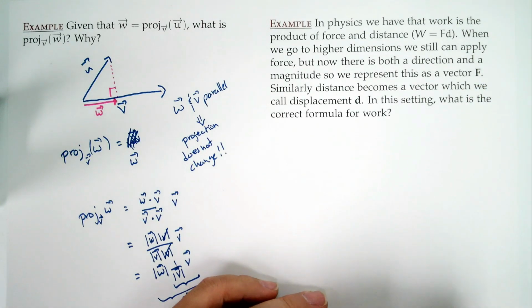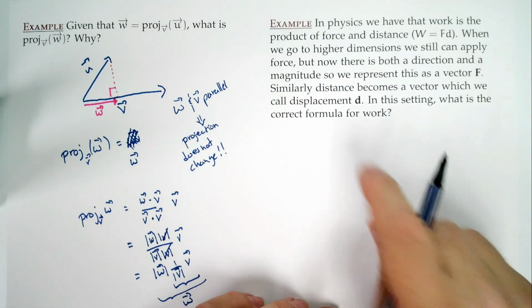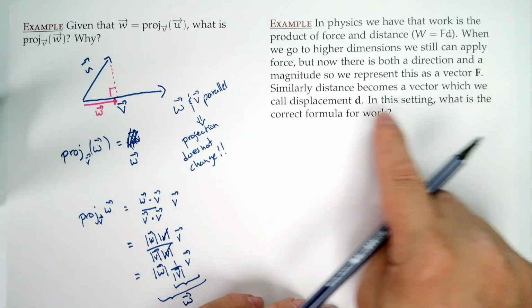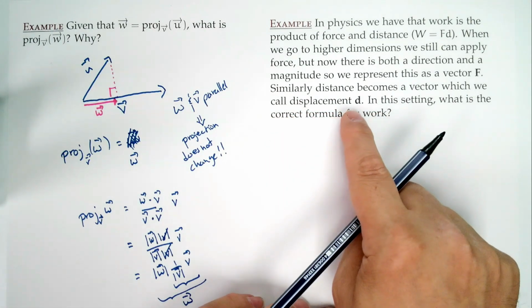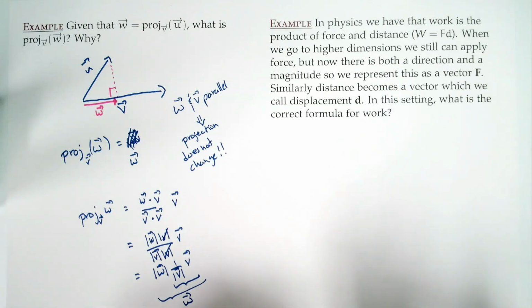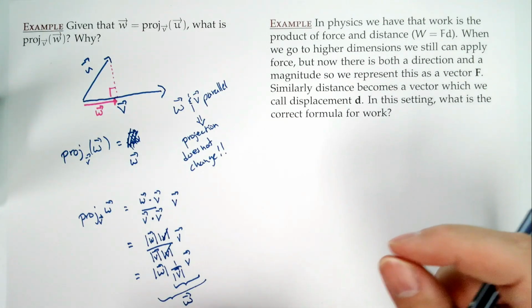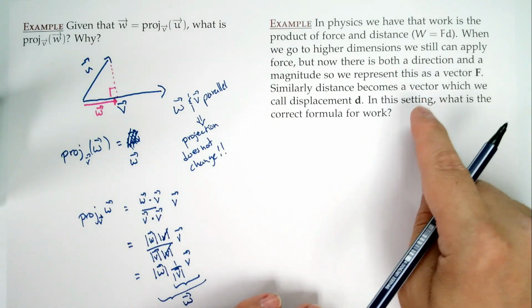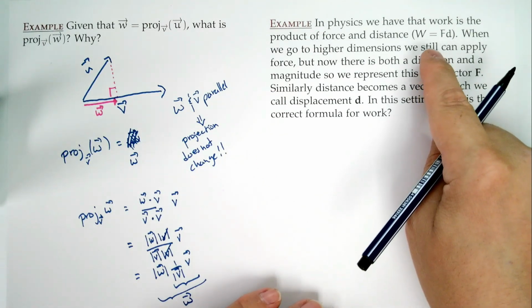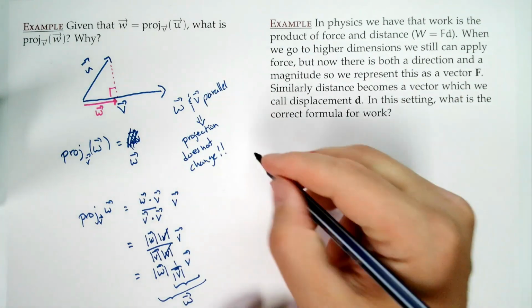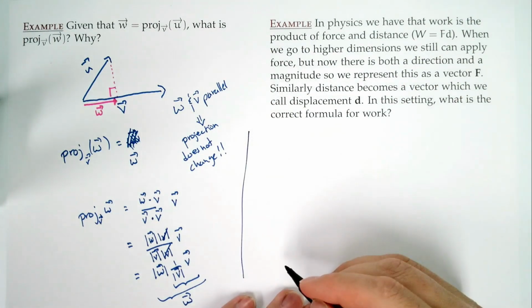So context is important. Now what about distance? Well, distance is a number, but that becomes a vector, and we call it displacement. So displacement is, how much did you change? Well, that's a vector. All right? So now, what does the formula for work become? Remember, work was force times distance. And the question is, what's the right formula now?